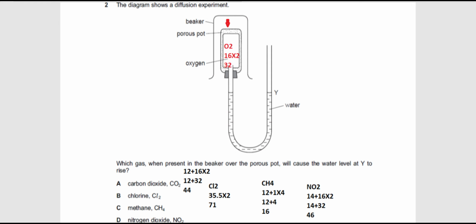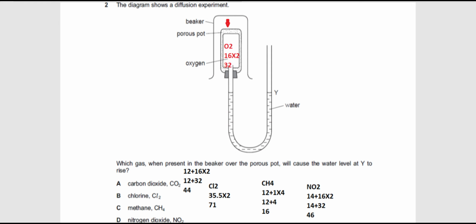This question again uses the concept of diffusion, but the basic chemistry you have to understand is how this works. As you see, there is a porous container which is being covered with an inverted beaker. So the beaker is not closed from the bottom. That means air can enter and go from this open end, and this porous container contains oxygen.